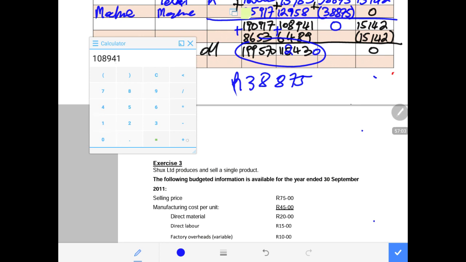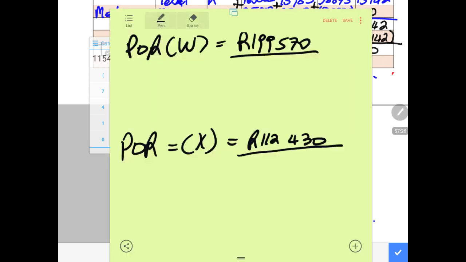108,941 plus 6,489. This is 115,430. Oh, I was right in the previous one, but it is just 430. I just left a zero there. I was like, hey, but I normally get things right. It is 115,430. Sorry again for that one.